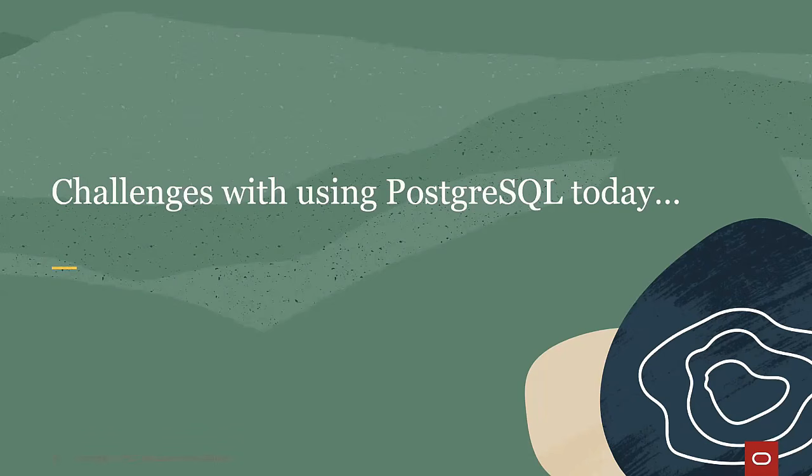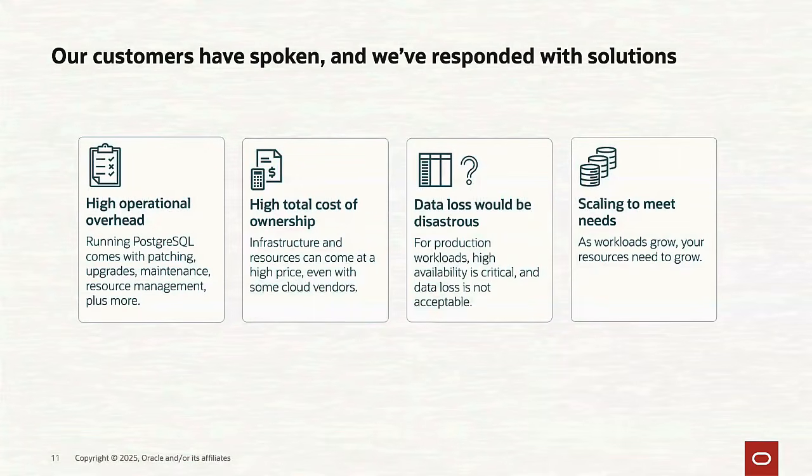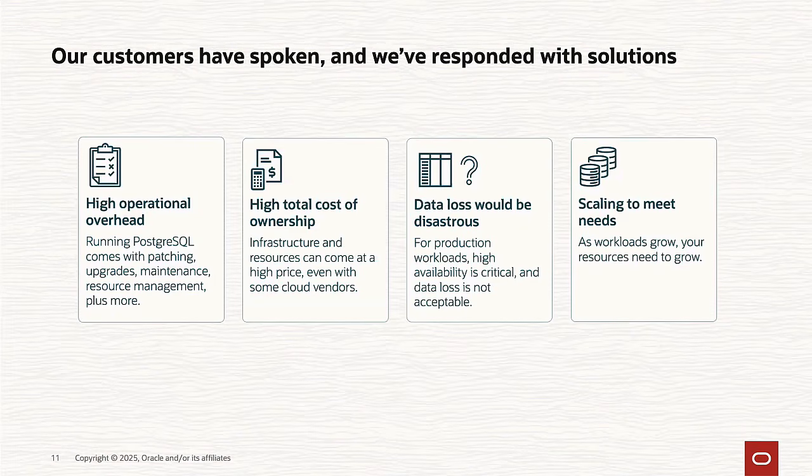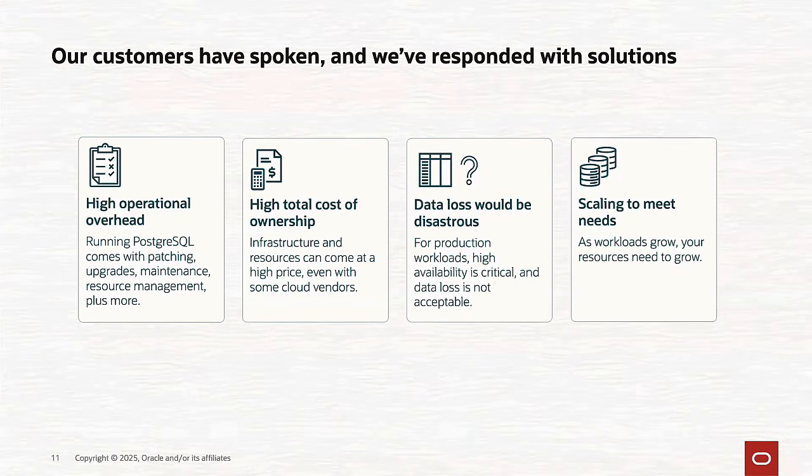So let's take a look at if you were to self-manage today, right? That means you're running on a VM, you're running in Kubernetes. The challenges are that there's a lot of operational overhead, right? When you are running it on your own, you have to patch it, you have to upgrade it, and new versions come out. There's maintenance, resource management. There's a lot of developer time that goes into just making sure Postgres is functioning securely and with the latest and greatest that it has to offer. And as a result of all of that extra developer time, there's a high total cost of ownership associated. So you have to, of course, pay for the infrastructure, but then pay for just managing the database overall.